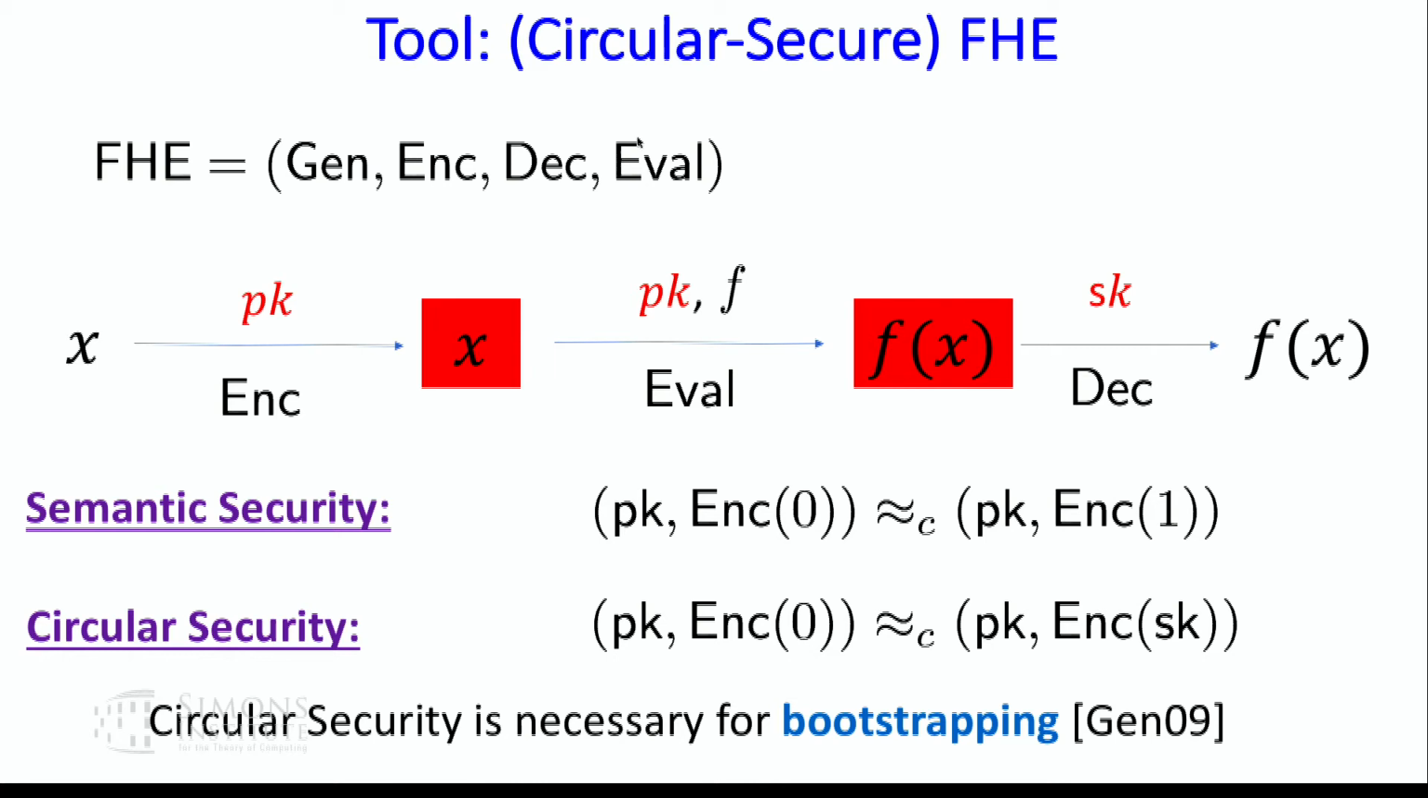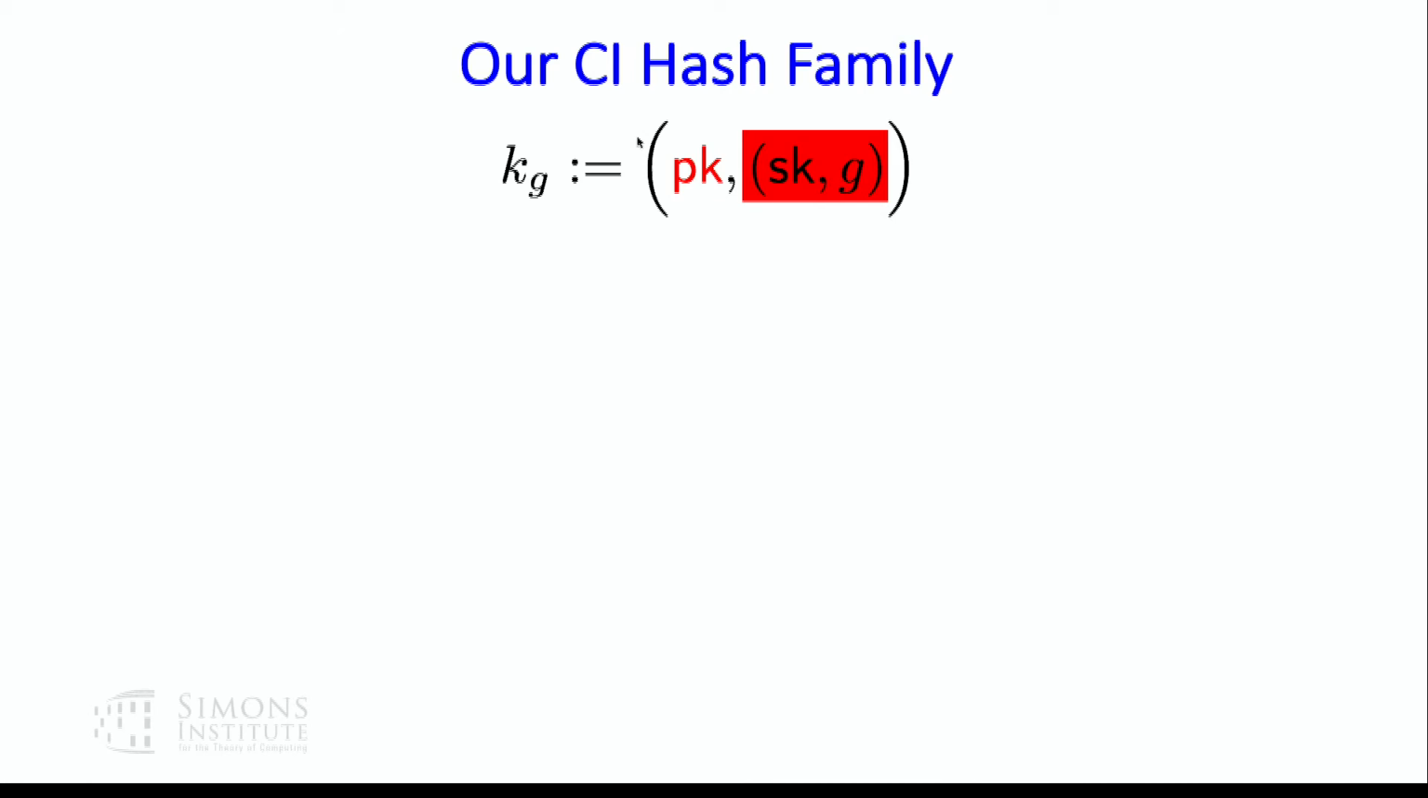So here's the hash function. It's actually super simple. So take this homomorphic encryption scheme. The hash key is going to be a public key, along with an encryption of the secret key, and an encryption of some function g that you care about. So as I said before, we're going to think about sampling a hash key depending on some function f. The way we're going to do it is by writing down this object, where g is some function that depends on f.